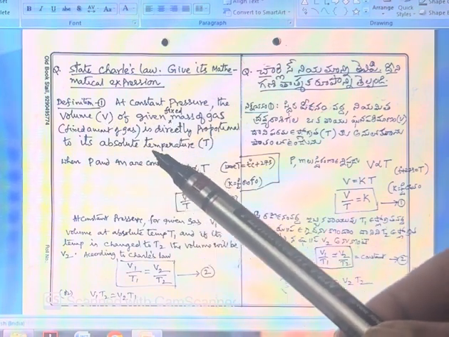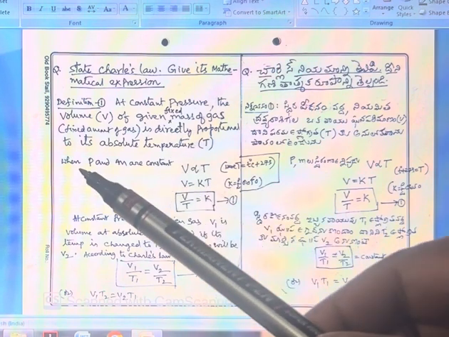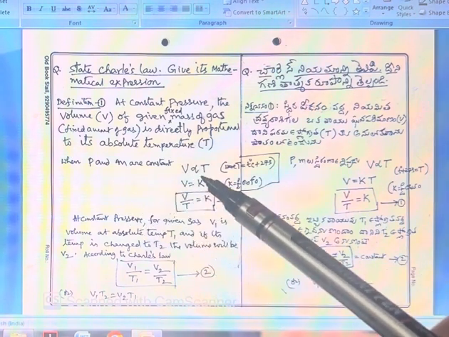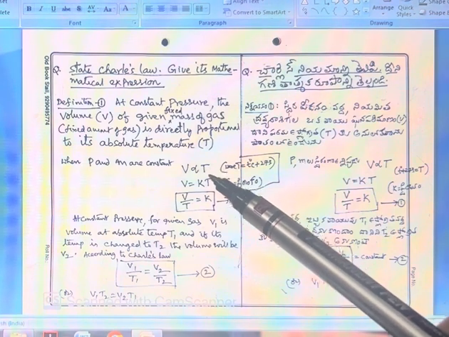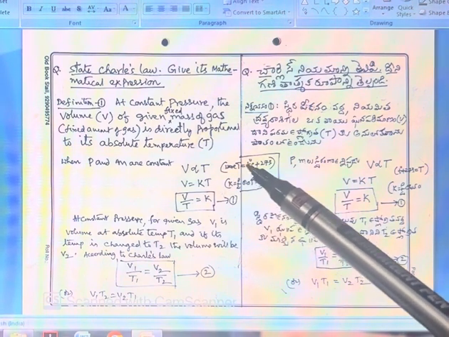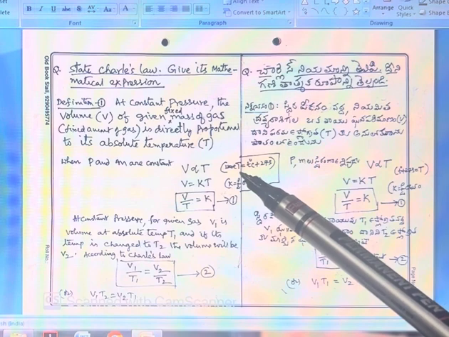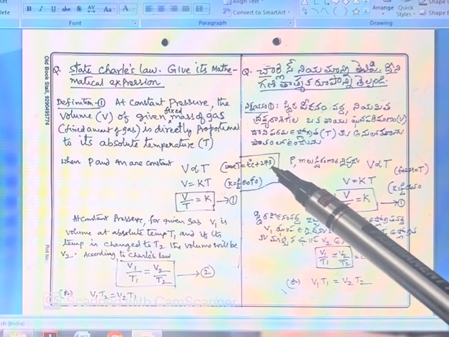So, when P and M are constant, V is directly proportional to T, capital T. Capital T is nothing but absolute temperature. How can you get the absolute temperature? Absolute temperature is equal to centigrade temperature plus 273.